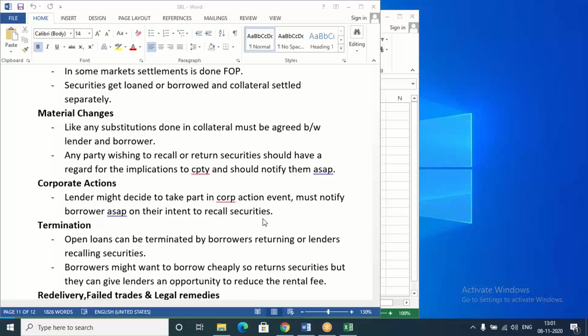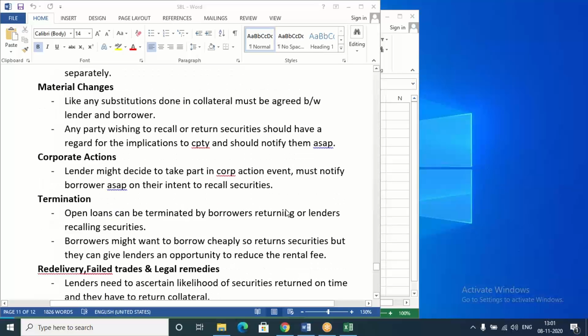Okay. Next is corporate action. So lenders might decide to take part in the corporate action event. If they want to do that and their intent is to call the securities back, again they need to notify the borrowers in time.